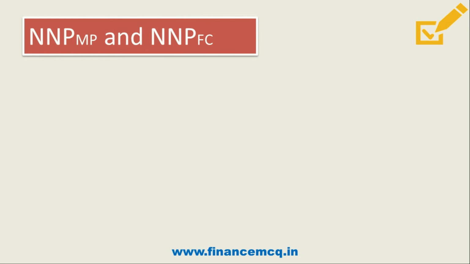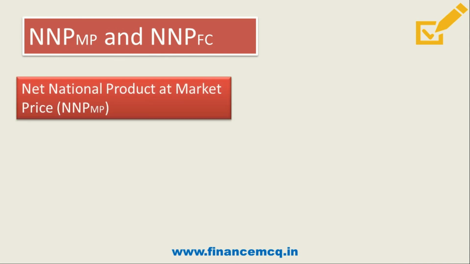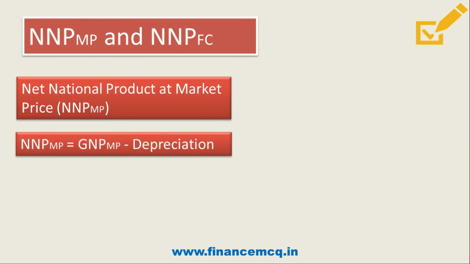Now friends, let's talk about net national product at market price and net national product at factor cost. So friends, this net national product at market price is calculated as gross national product at market price minus depreciation. So same funda what we applied in NDP concept, that if you subtract depreciation from the gross value, we will get the net value. So here in this case, if we subtract depreciation from gross national product at market price, we will get net national product at market price.